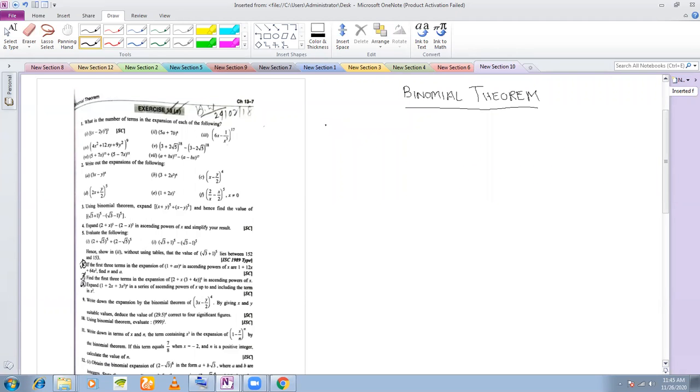binomial. For example, you know that x plus y whole square, or let's say a plus x whole square. You know the formula for a plus b whole square. It is a square plus 2ab plus b square. A plus b whole cube is a cube plus thrice a square b plus thrice ab square plus b cube. You know these two formulas, both the formulas you know.